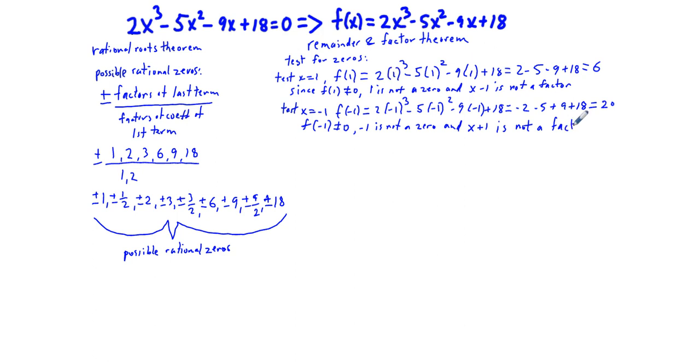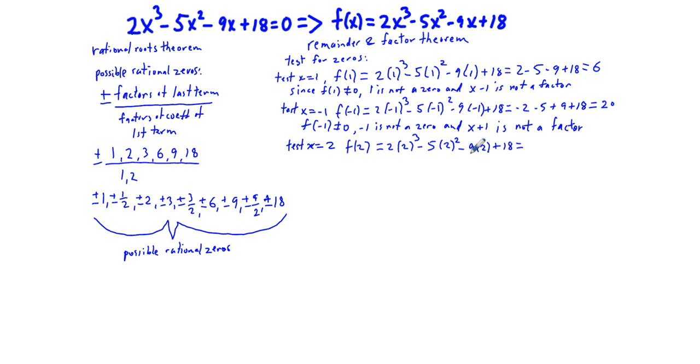So I hope you can see how a factor and remainder are related here. Next we're going to try 2, so I'll say test x equals 2, and we're going to plug in. f of 2 is equal to 2 times 2 cubed minus 5 times 2 squared minus 9 times 2 plus 18.